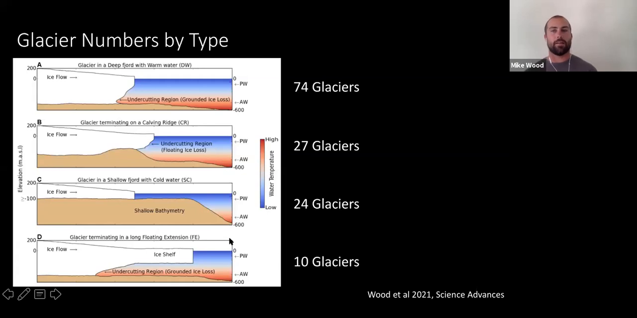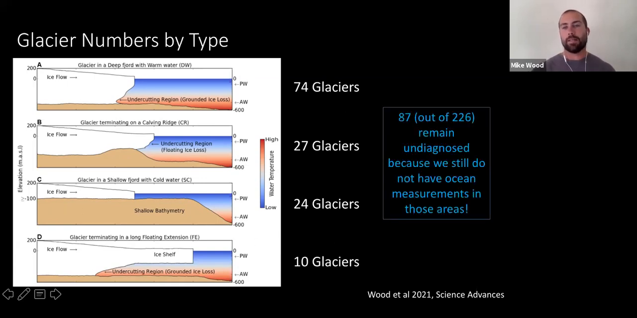So if you're quick with the math, you realize that this is not at all adding up to the over 200 glaciers in Greenland. And that's because we still have 87 glaciers in Greenland by our count, for which we cannot diagnose the relationship with the ocean because we don't have measurements of the fjord water depth or the ocean temperature there. So while we've done a lot of great work with OMG, and a lot of other folks have been doing a lot of measurements in Greenland, we still have a long way to go.